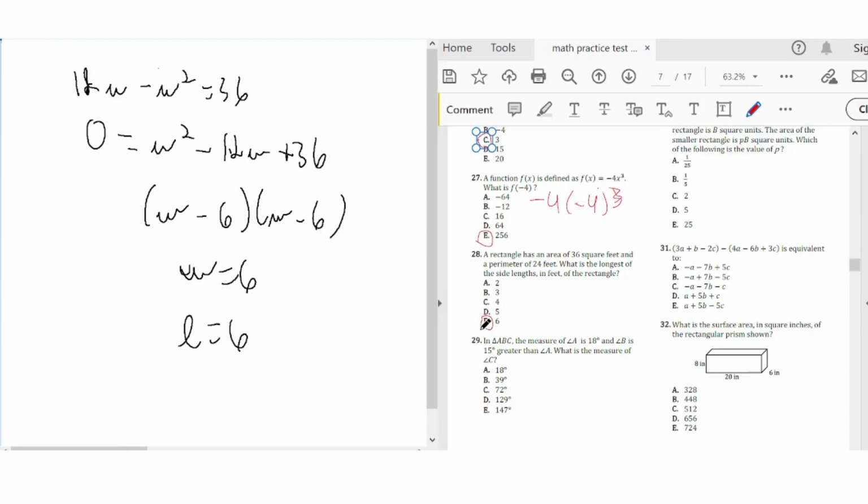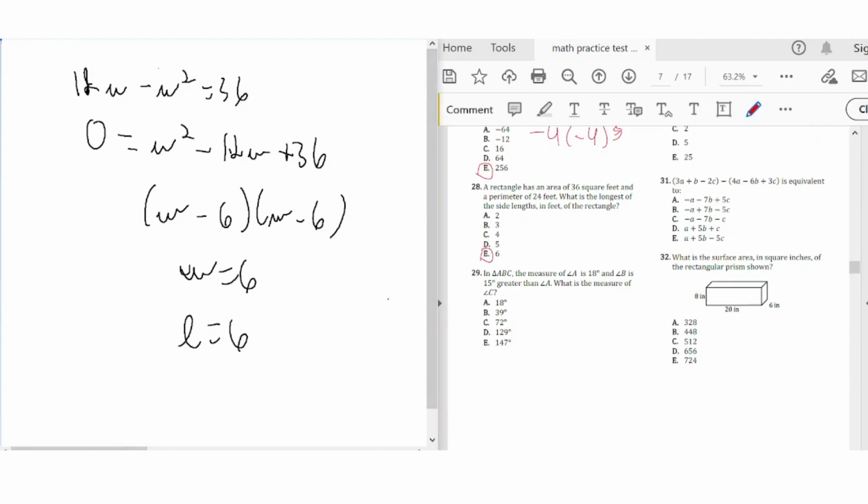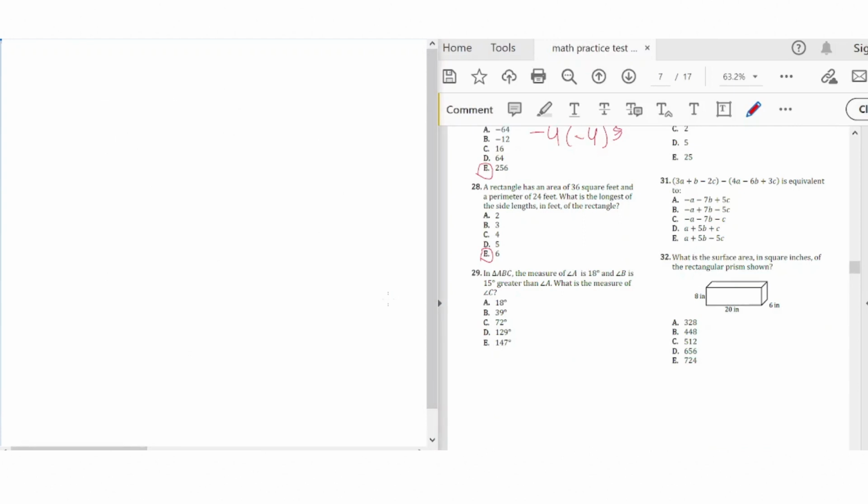That last part about the rectangle being a square actually doesn't matter in the context of the problem, but it's interesting to know. Okay, in triangle ABC, the measure of angle A is 18 degrees and angle B is 15 degrees greater than angle A. What is the measure of angle C? Okay, so since angle B is 15 degrees greater than angle A, we know that angle B is 33 degrees, of course, and angle A is 18 degrees. So if we add these together, we get the sum of 51. The sum of A and B is 51 degrees.